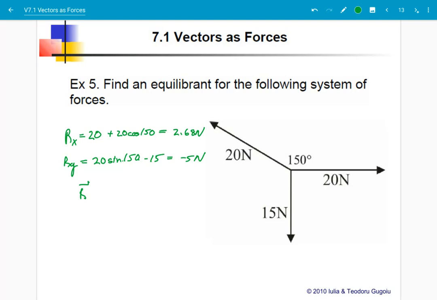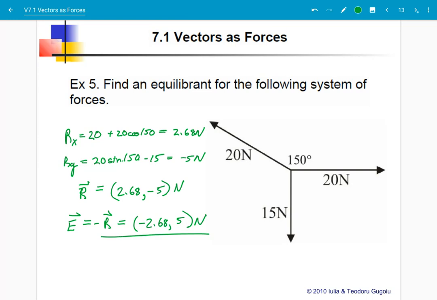So the resultant, I'll write it in component form. It doesn't say I have to give an angle. It's 2.68 and negative 5. So the x component, or the first component, the horizontal component, is 2.68 to the right. Vertical component, or the y component, is negative 5. Of course, units are newtons, so that's the resultant. The equilibrant has to be the reverse of that. So the force being applied to the system to keep it in equilibrium would have to be negative 2.68 and positive 5 newtons. And that's it.